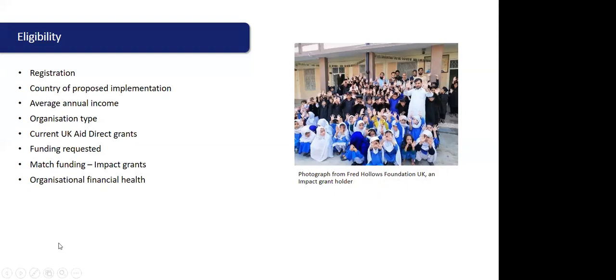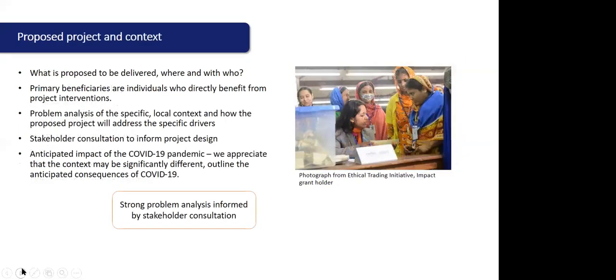I'm not going to talk through this slide because all of the information on this is around the eligibility. It's really important that you do look through the eligibility criteria. It's all available on our website, but you can also have a listen to the recordings from previous webinars. So I'm going to skip over this slide and move to the next one. What I've done is pull out into the box to summarize the top tips. So here we've got proposed project and context.